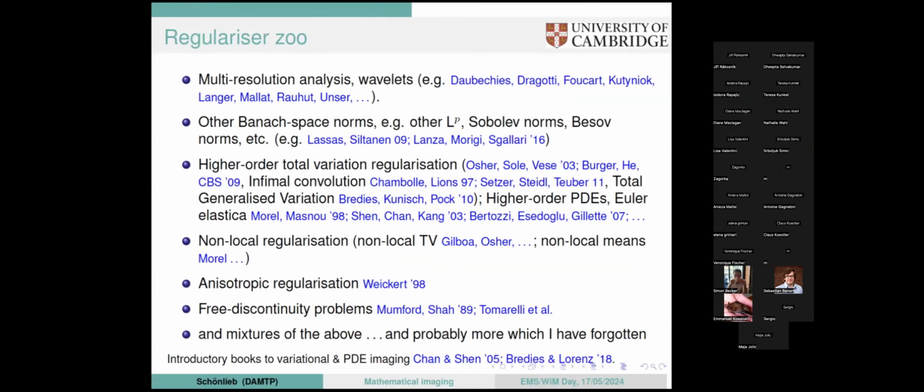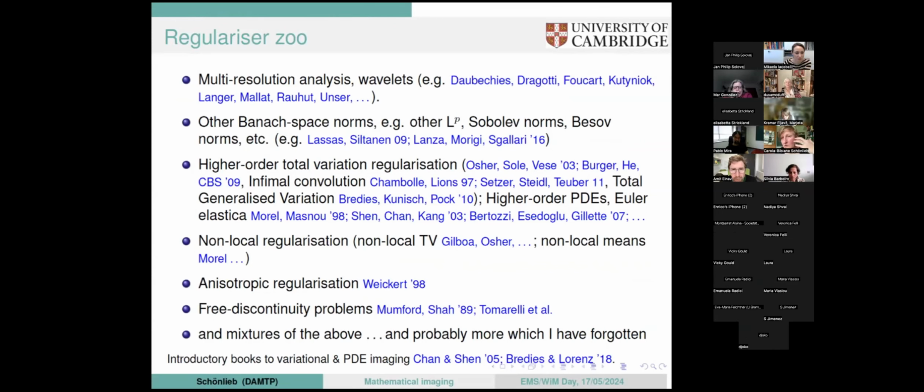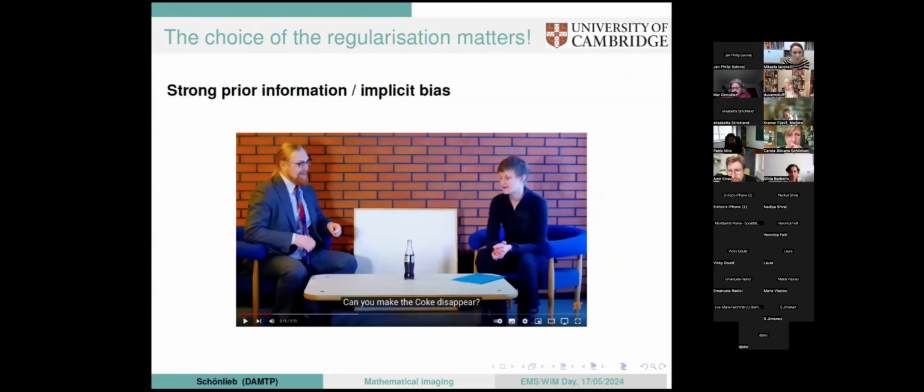Let me jump ahead. Total variation is, of course, not the only thing. Lots of different types of regularizer and smoothing approaches have been introduced in the literature. And as you can imagine, the type of result that you get crucially depends on what you are using as a regularization, as the prior information that you put in about the type of solutions you want to compute.